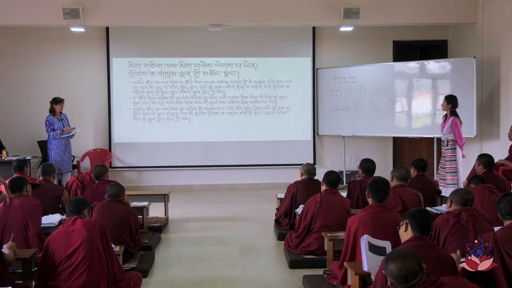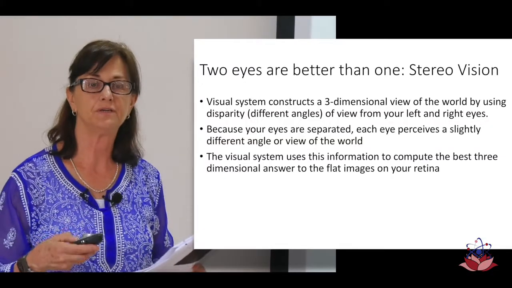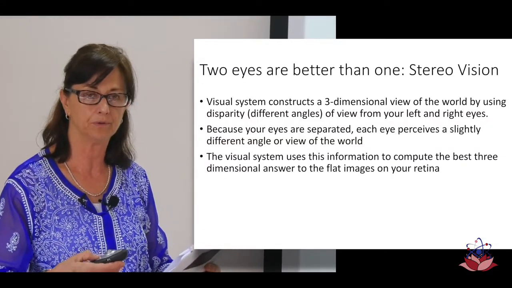Because your eyes are separated in your head, each eye perceives a slightly different angle of the world.